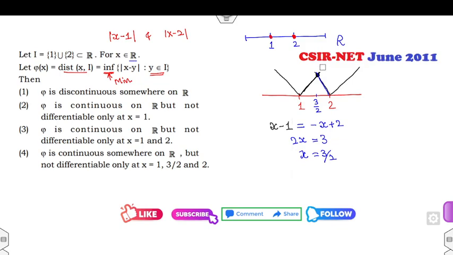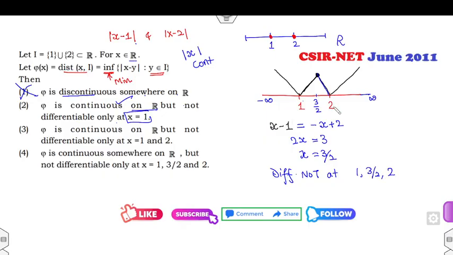Fine. Now you understand this question. Now this is the graph of this function. Look at the options. Phi is discontinuous somewhere on R. Is the function discontinuous? No, because mod is always a continuous function. Option discarded. Phi is continuous on R, correct, but not differentiable only at x is equal to 1. So clearly from the graph, the function is not differentiable at 1, at 3 by 2 and at 2. So there are 3 non-differentiable points. So this option is cancelled.